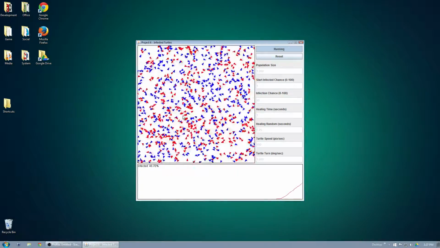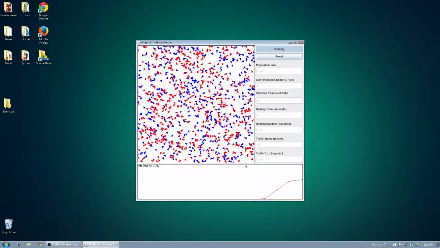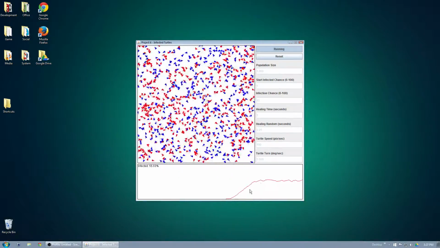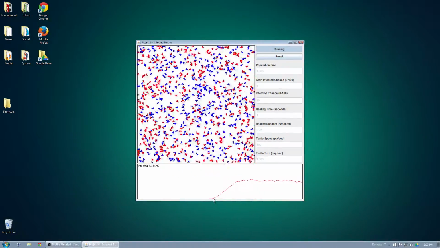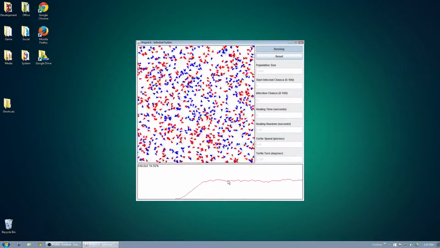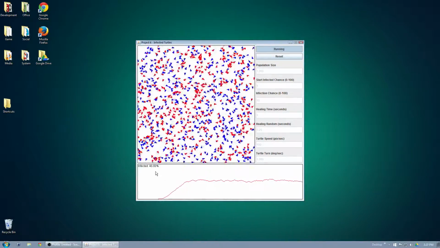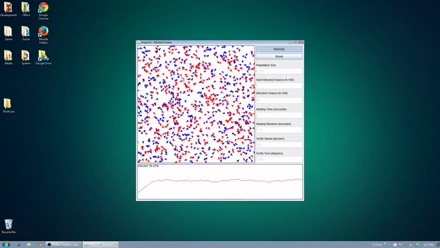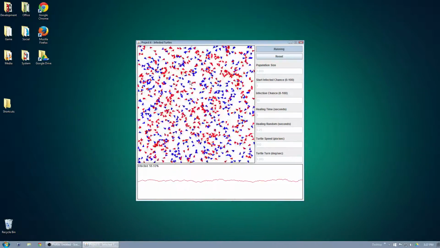So you can kind of see that in the graph of the percent of infected turtles, it had a slow climb in infection, but then it levels out at around 50% here. So at any given moment, there's roughly 50% of the turtles infected.